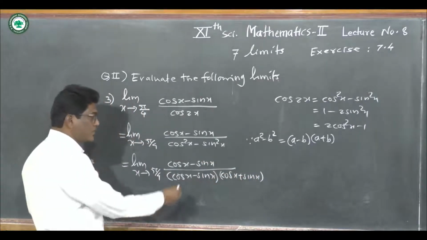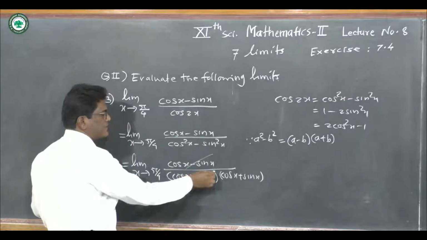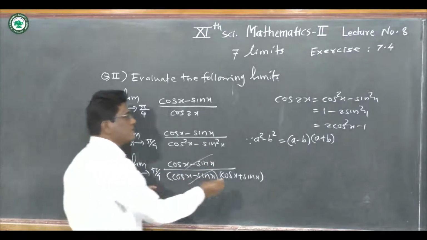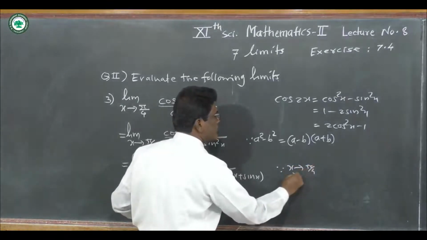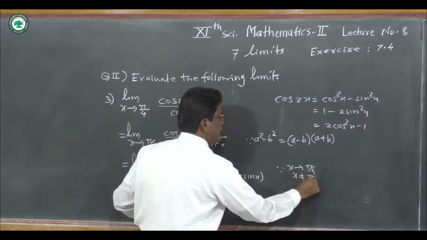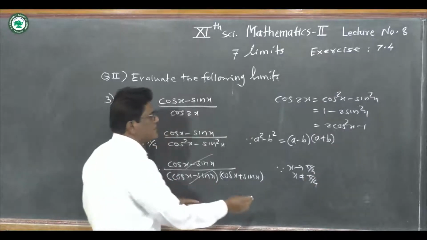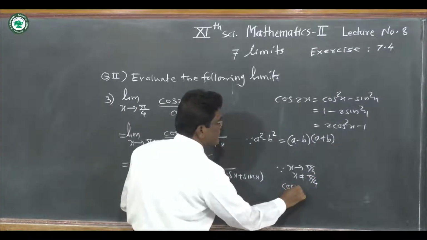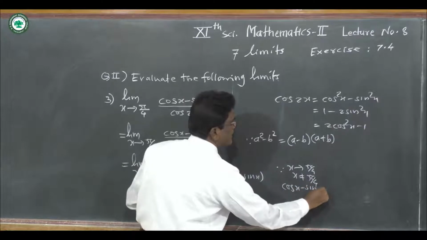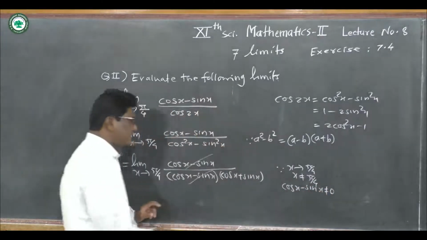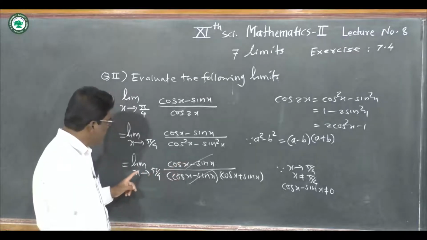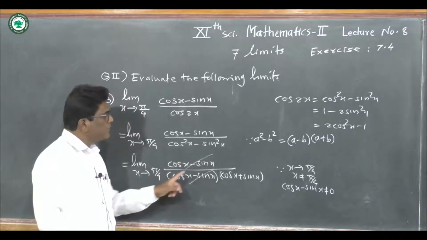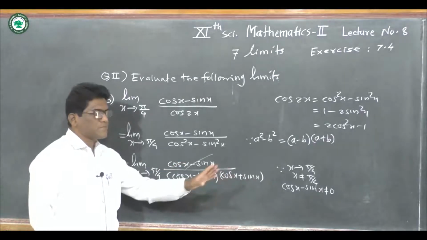We cancel this common factor cos x minus sin x. Why do we cancel this? Since x tends to pi by 4 means x is not equal to pi by 4, and therefore cos x minus sin x is not equal to 0, and then we cancel this common factor. Now we put directly x as pi by 4 in cos x plus sin x.